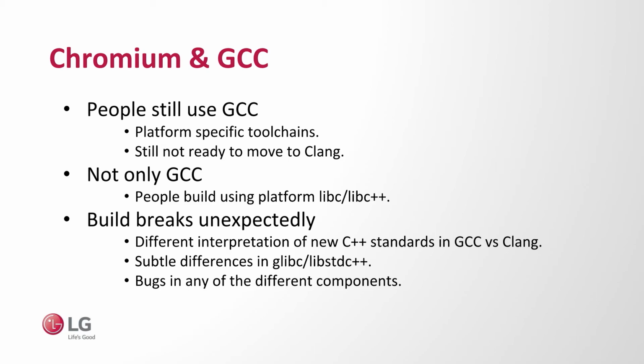So when we get close to Chromium master, we find that the build breaks unexpectedly. Examples are different interpretations of the new C++ standards in GCC or Clang, subtle differences in glibc, or bugs in any of the different components.